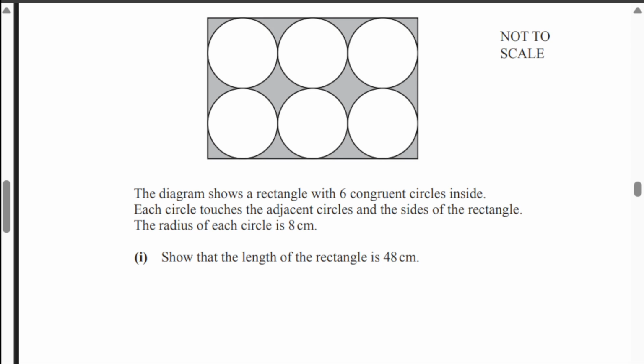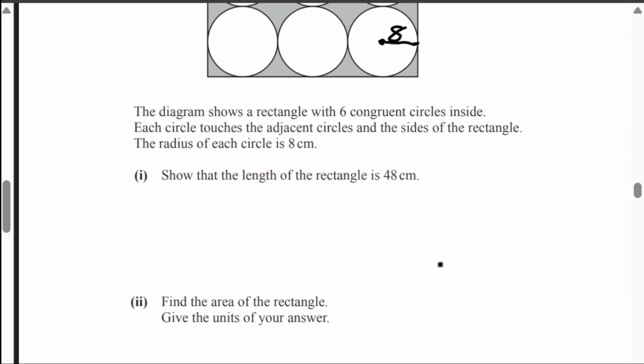7 marks question. The question says there is a rectangle. Inside of it there are 6 circles. They are the same. The radius of each circle is 8. The radius is from the circumference to the middle of the circle. This is called the radius. So this is 8. The first part asks you to find the length of the rectangle.